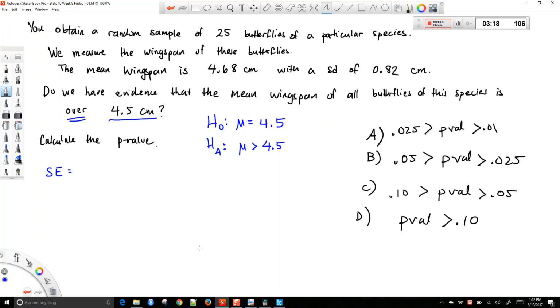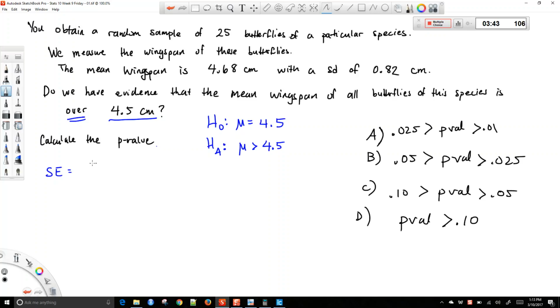Okay. Step 2, we're supposed to check conditions, and we'll just say conditions are met. Large sample, we've got 25 or more, so that's great. And everything else, we got a random sample. There are obviously more than 250 butterflies in the world, so we're okay. Well, maybe this is a particularly endangered species and there's less than 250 specimens. Then we'd be in trouble.